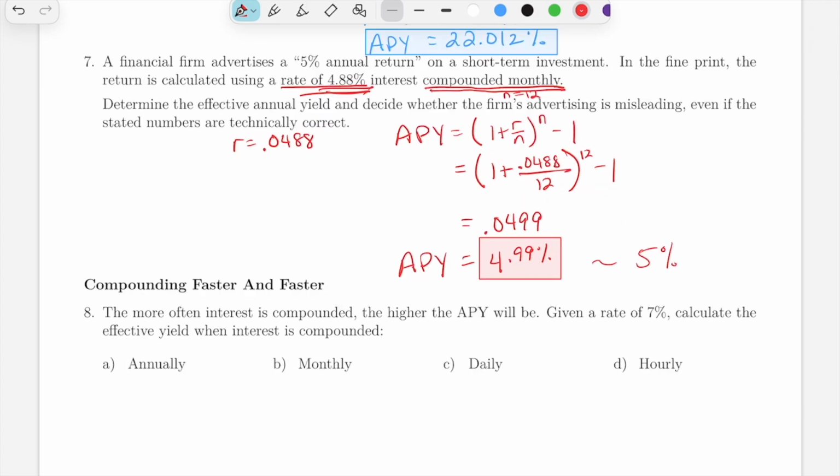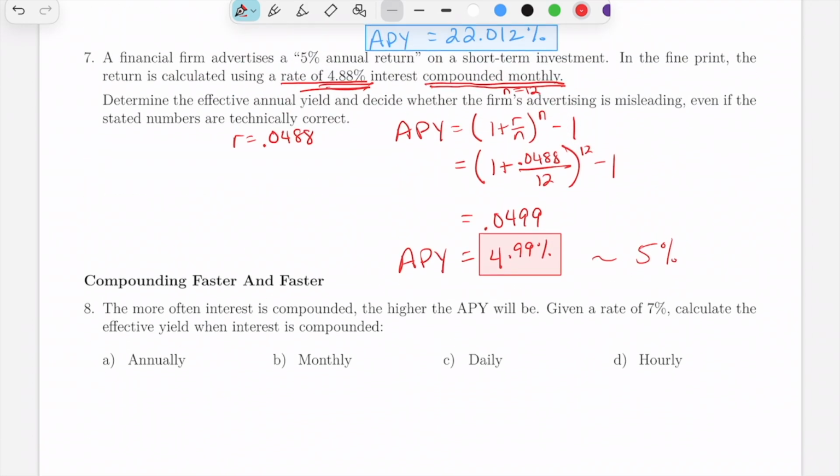The last thing that we're going to do here is to look at this idea of the more often something's compounded, the more interest you'll earn, or in other words, the APY. Given a rate of 7%, calculate the effective yield when the interest is compounded annually, monthly, and even daily and hourly.